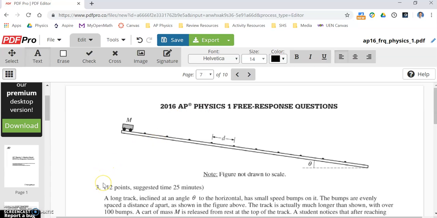You can see this is the third question on the test. We'll probably go through all the other ones at some point throughout the year. This is one that focuses on motion. This one is worth 12 points and it's suggested to take about 25 minutes. There are always two questions that take a little longer.